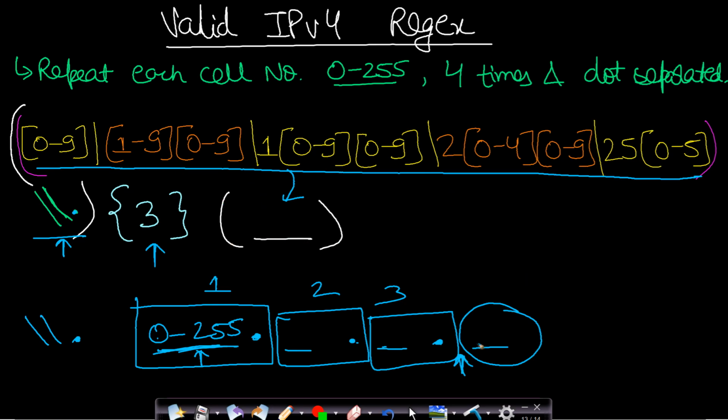Okay. So this is just a single time because you want to form a number in the range of 0 to 255 only once. So this will not be following your general expression which you used to repeat 3 times. That is why we are writing it at the last. So this will be included at last. So this is how you form a valid IPv4 regular expression. So I hope you understood this.